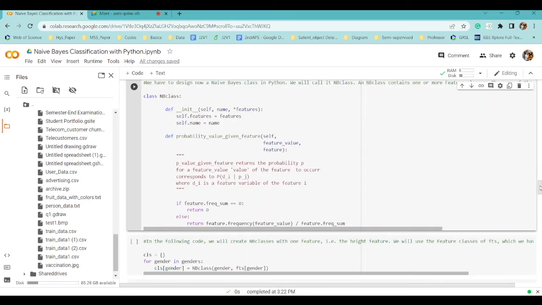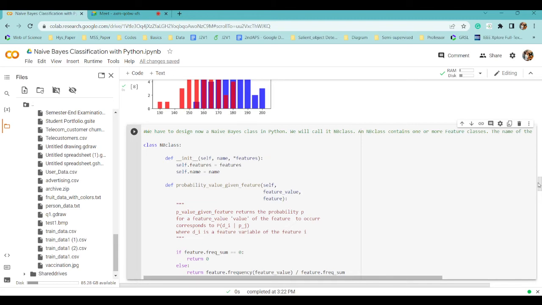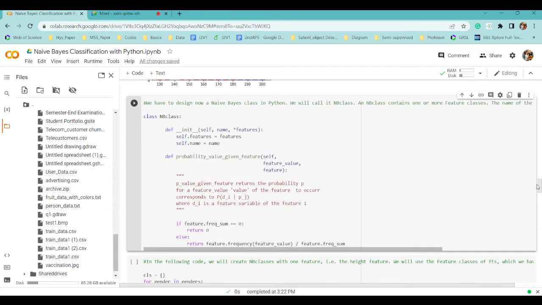Okay. So now we are calling the naive Bayes class as NB class. An NB class contains one or more feature classes. So the name of the class has been given as NB class. We are initializing with self, name, and this is the feature. Why is the star mark there? Because that is variable. That is what we have to work on.